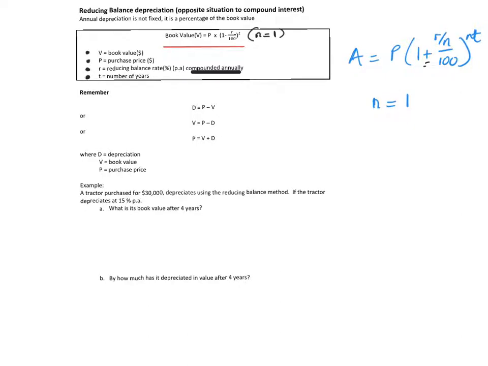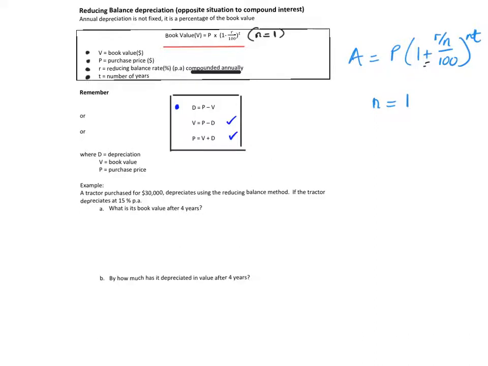These are also important. The first one tells us that the depreciation is equal to the purchase price minus the book value. And then all of the others are just that same formula rearranged. All right, let's have a look at this first example here.